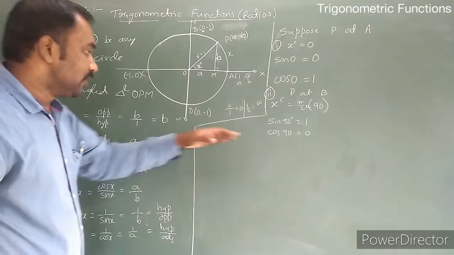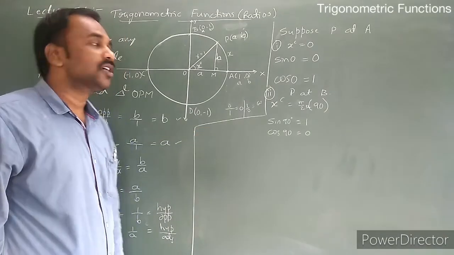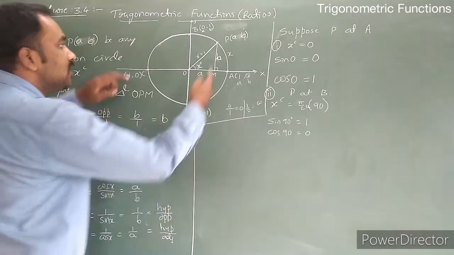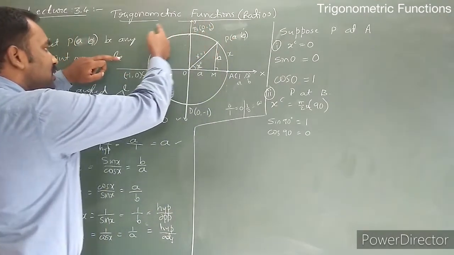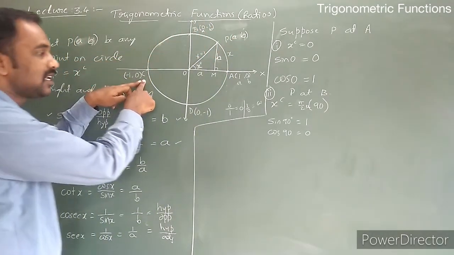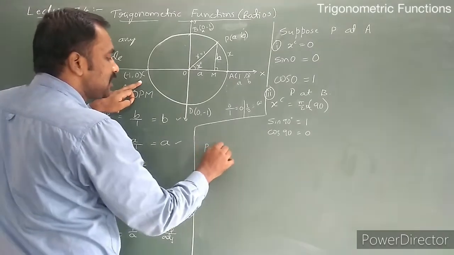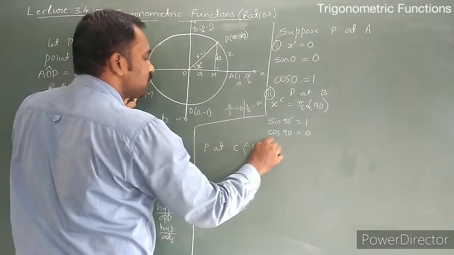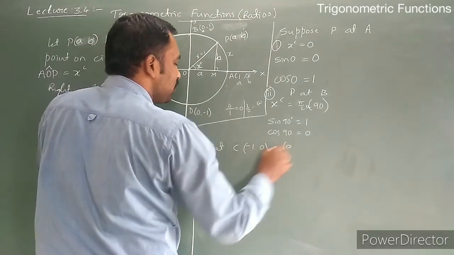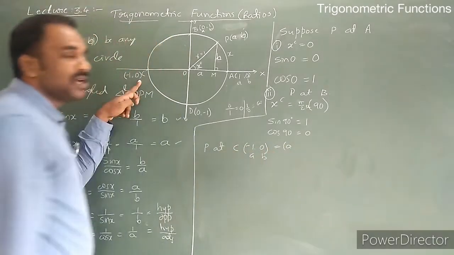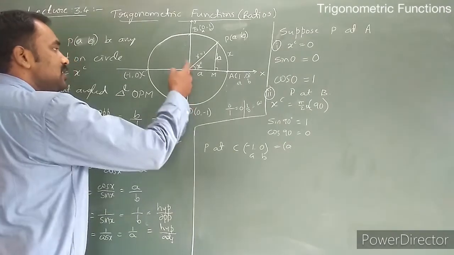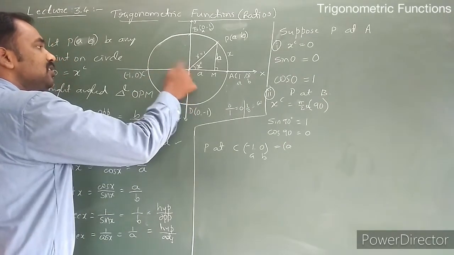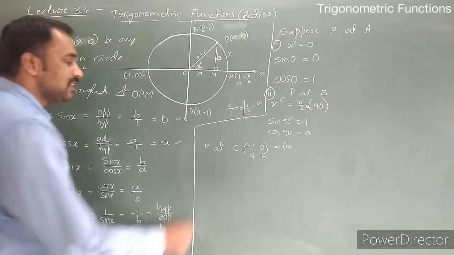Like that, we can easily get the remaining 4 ratios. Similarly, suppose this P point lies at C. P is at the C point, which is minus 1 comma 0. The A value is minus 1, the B value is 0. How much angle is subtending at the center? It is 180 degrees.